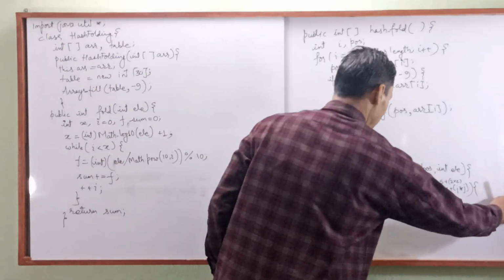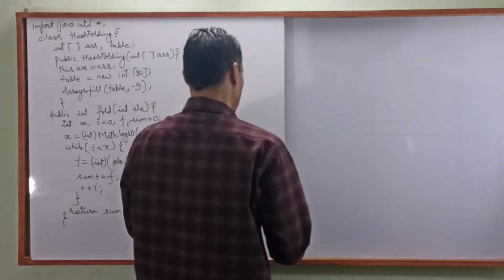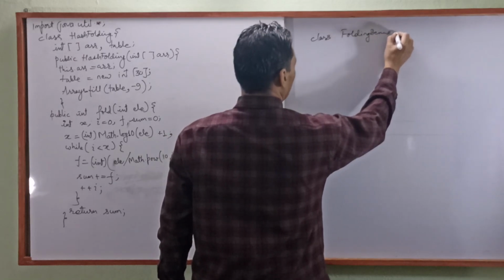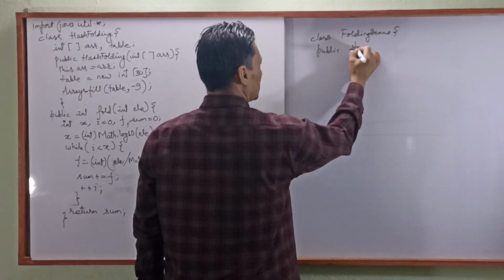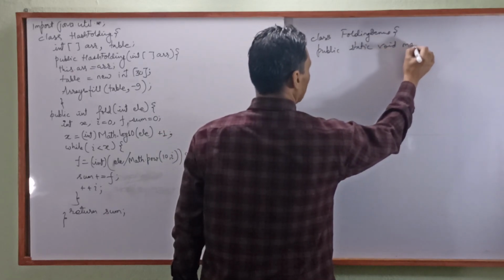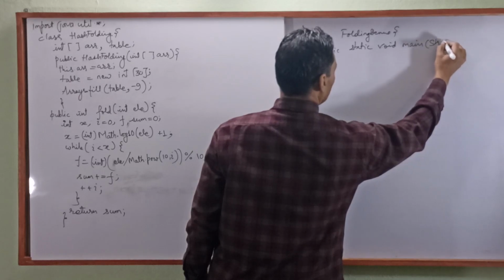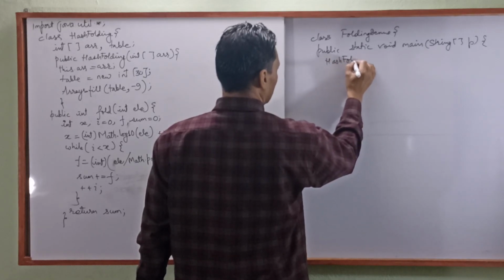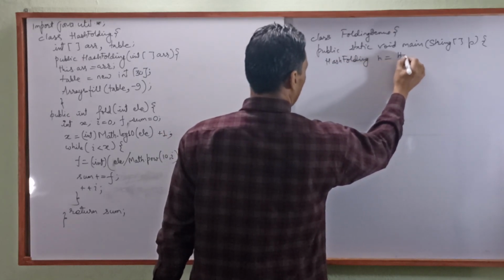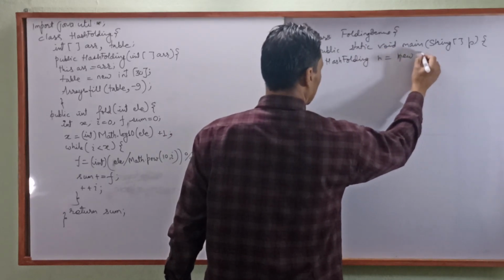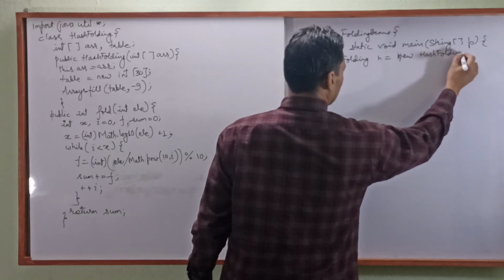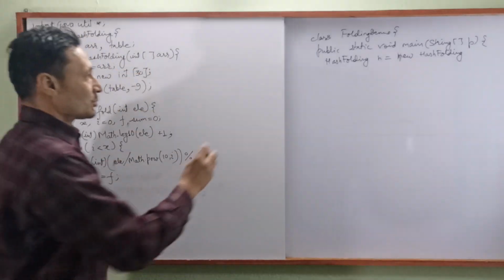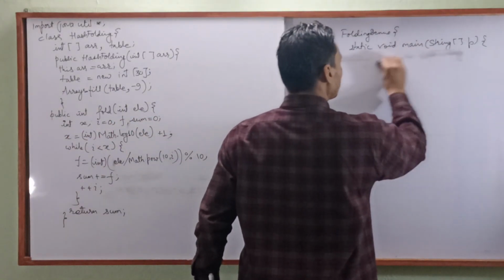Now let's write the driver program. Class folding demo, public static void main string p. Now our class is hash folding. Hash folding h equal to new, the operator we use to create an object. Hash folding. Now, no, I cannot do this. First I have to declare the array here because this is taking an argument. So I have to first declare the array.